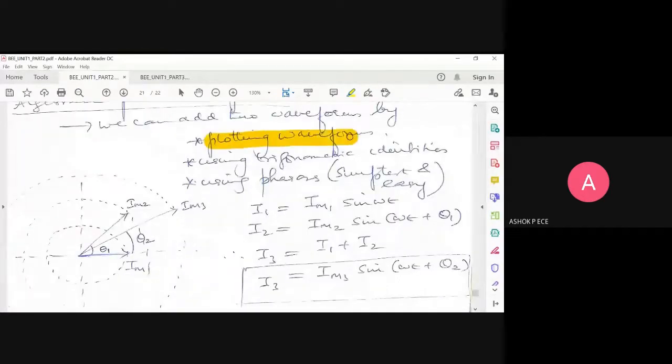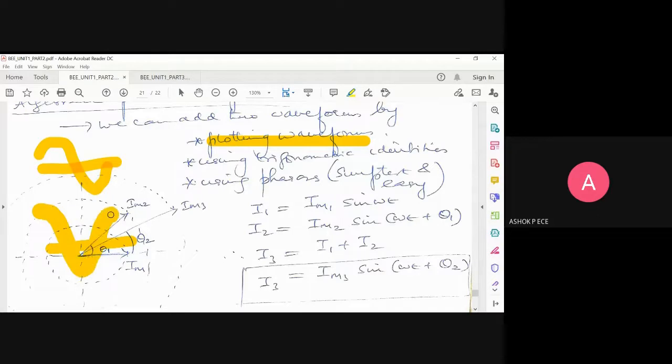See, if you want to add sine t plus cos t, what you will do is draw the waveform for sine t. So I'll draw the waveform for sine t. This is my sine function. I'll draw the waveform for cos t. See, cos t will start from 0 and it will go like this. So I can add point by point to get the value. That is the first method.